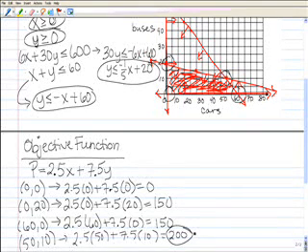Therefore, to maximize our daily income, we should accept 50 cars and 10 buses.